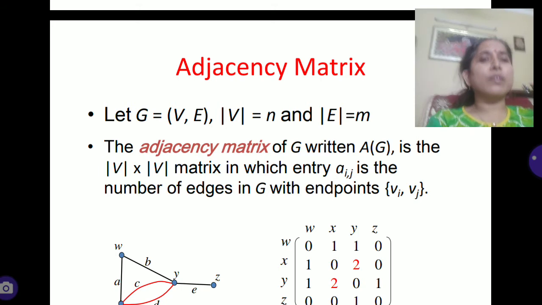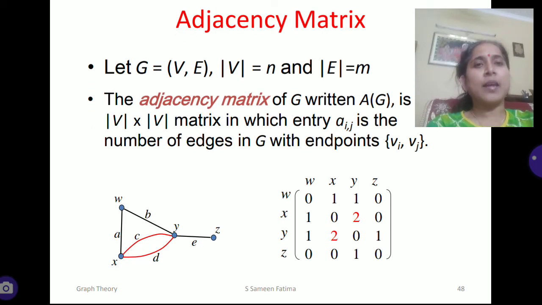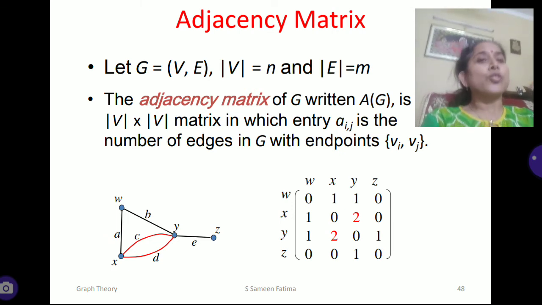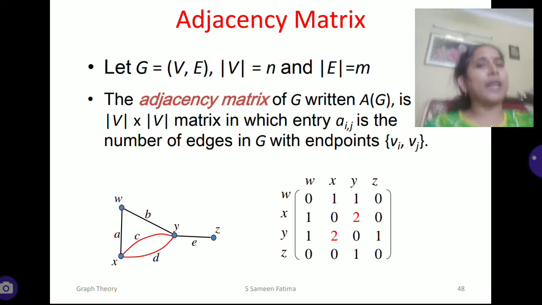Suppose I have, let's say, 5 vertices. In our case, how many vertices are there? W, X, Y, Z, 4 vertices. So how big will my matrix be? 4 cross 4. You can see 4 rows and 4 columns. The entries in this matrix will be the points, okay, that is Aij, which we call them. The entries in the matrix will be the number of edges, if they are present.